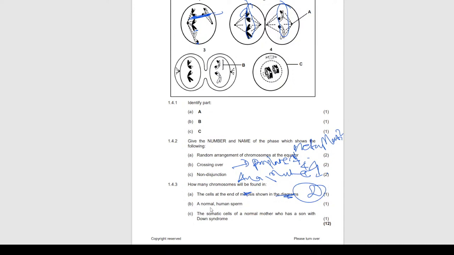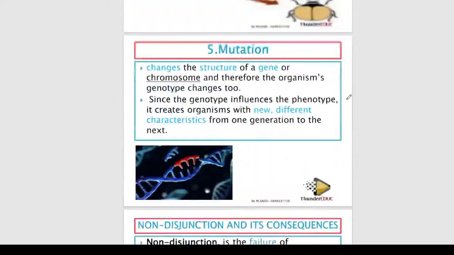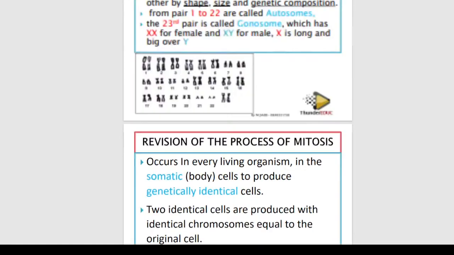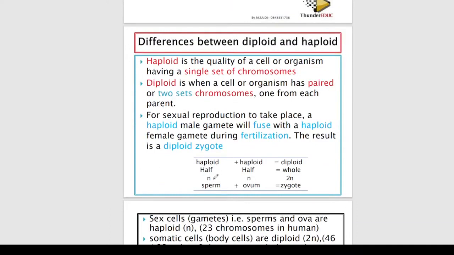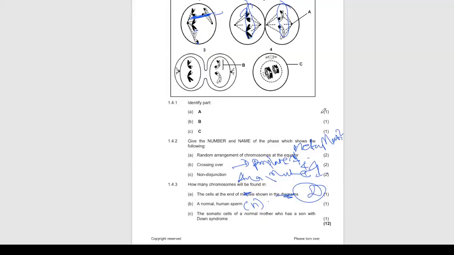You see, they're saying normal human sperm. A sperm is always haploid. I talked about it here in the booklet at the beginning of meiosis. I say that sperms are always haploid. Yes, I said it here. Sperm, haploid, half of the chromosome number. Therefore, if they're saying that is a human cell, now you talk about the 46, the 23. Because the sperm is going to be haploid, the answer is going to be 23.